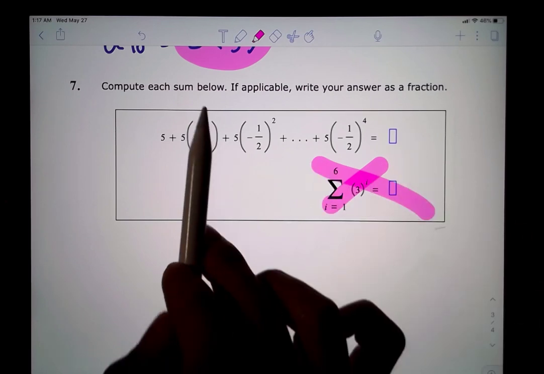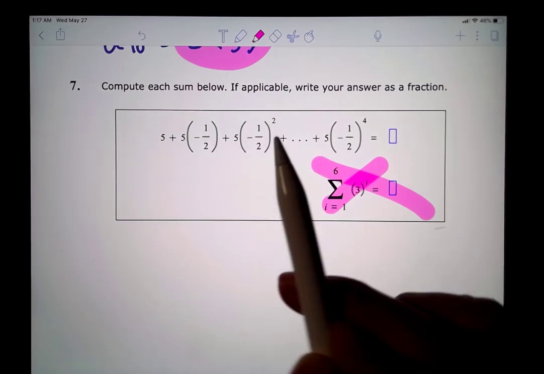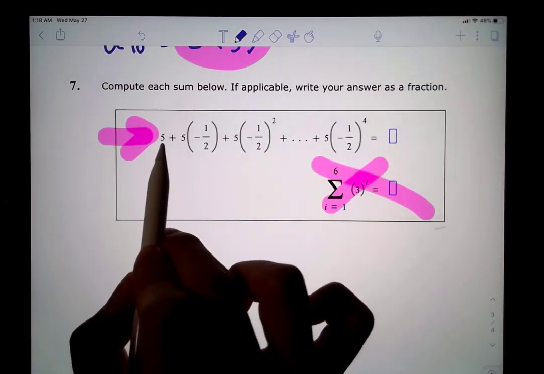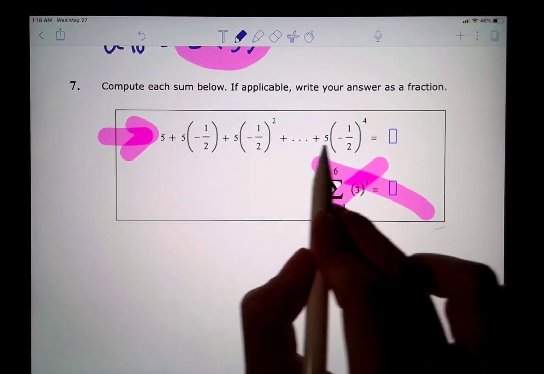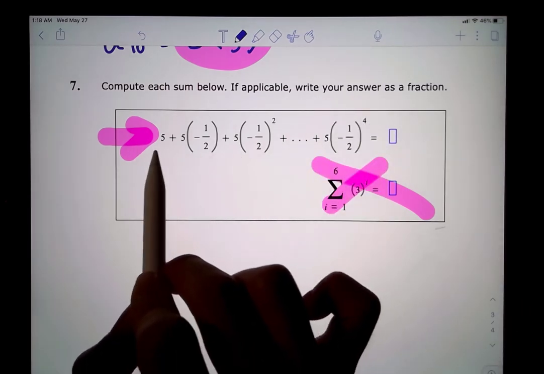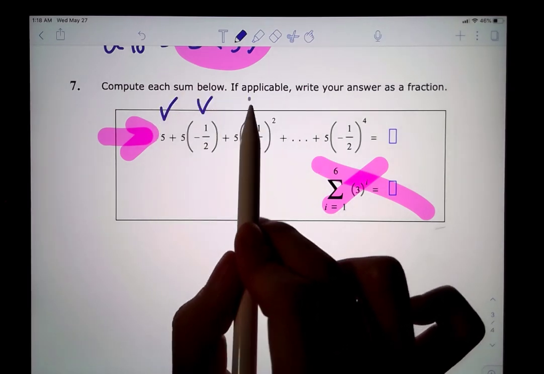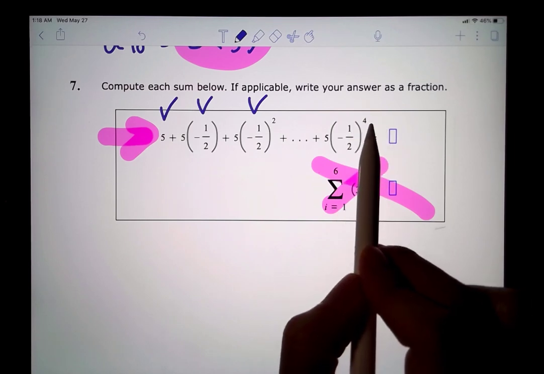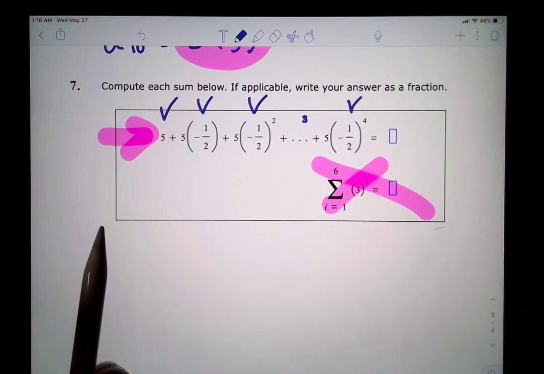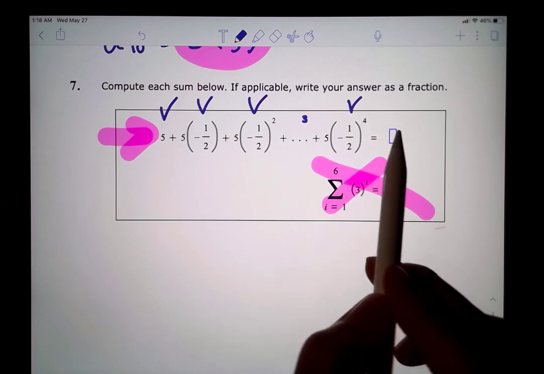Okay, and look, compute each sum below, but we are doing only this one. So you want to add up to this, right? And look how many terms you have. 1, 2, 3, 4, 5 terms, right? You will do up to here, 4, but think about it, guys.